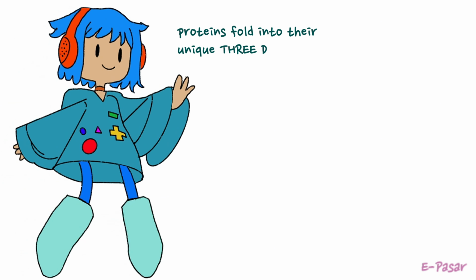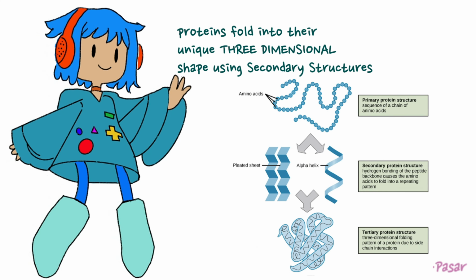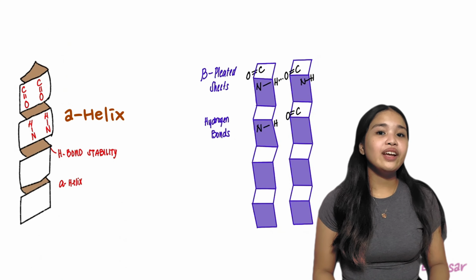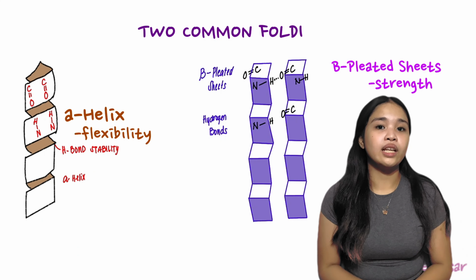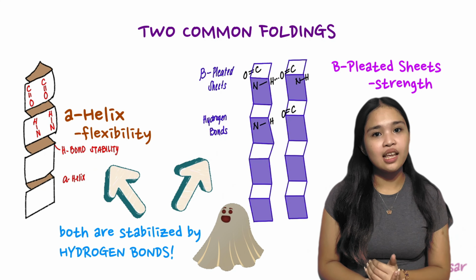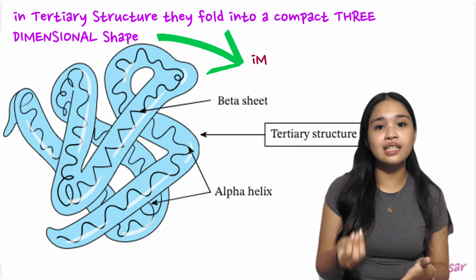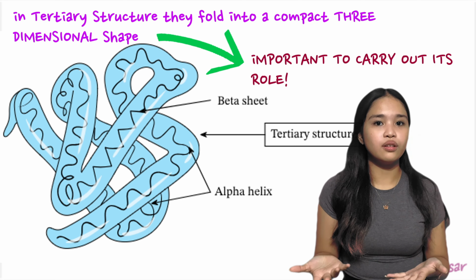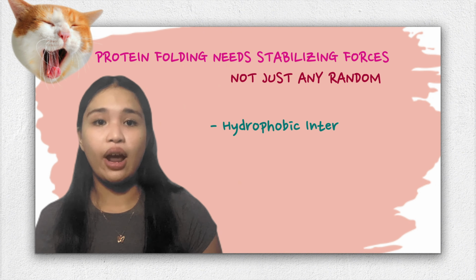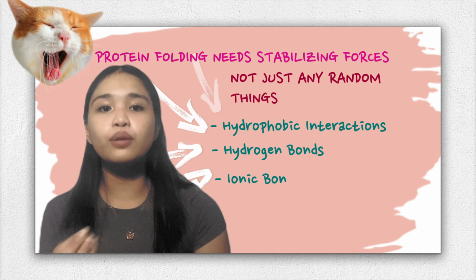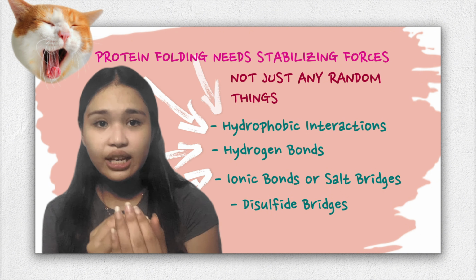Proteins fold into a unique 3D shape using secondary structures, forming their tertiary structure needed for proper function. Alpha helix for flexibility and beta sheets for strength, these are two common foldings that are stabilized by hydrogen bonds. In a tertiary structure, they fold into a compact 3D shape that forms functional sites that are vital for a protein's role. Protein folding is guided by stabilizing forces, not random. These forces help proteins fold precisely, ensuring that they can carry out their specific functions effectively.